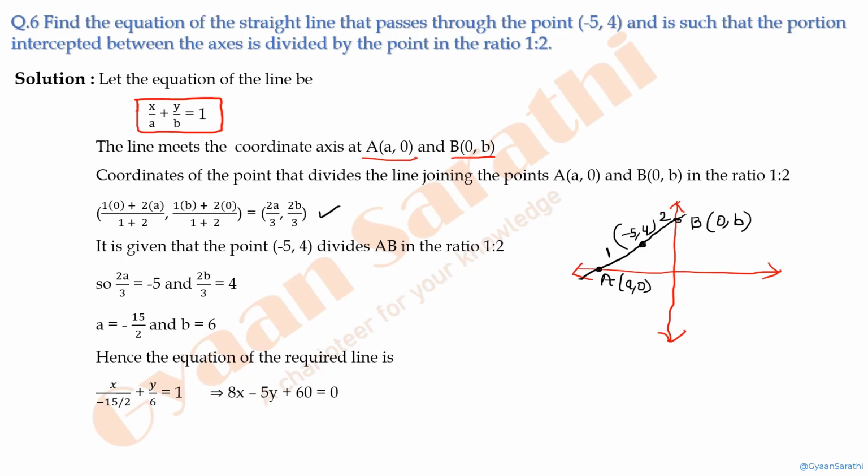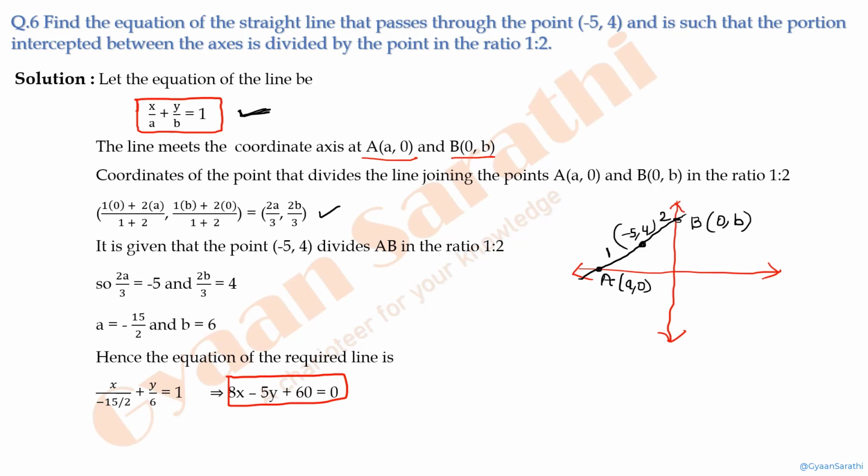Now this 2a by 3 and 2b by 3 are the same point. That means they are representing (minus 5, 4) only. So I can write 2a by 3 is equal to minus 5 and 2b by 3 is equal to 4. Solving this, we get a equal to minus 15 by 2 and b equal to 6. Hence, putting the values in the equation, we get x upon minus 15 by 2 plus y upon 6 is equal to 1. Solving this, we get 8x minus 5y plus 60 is equal to 0.